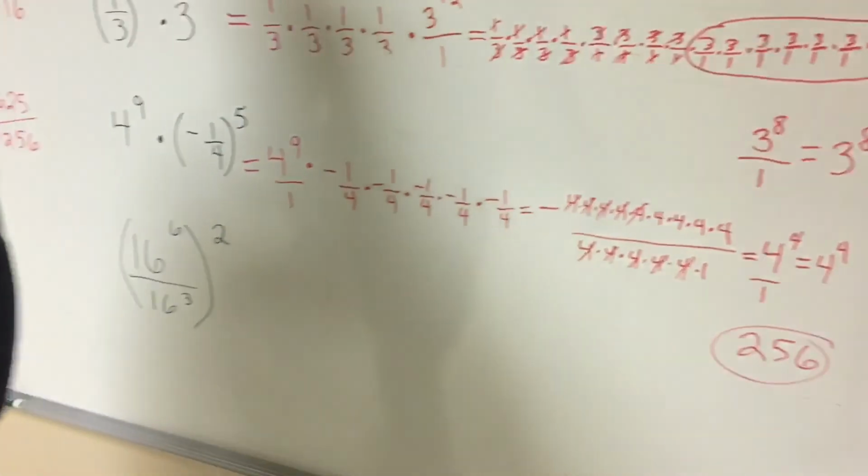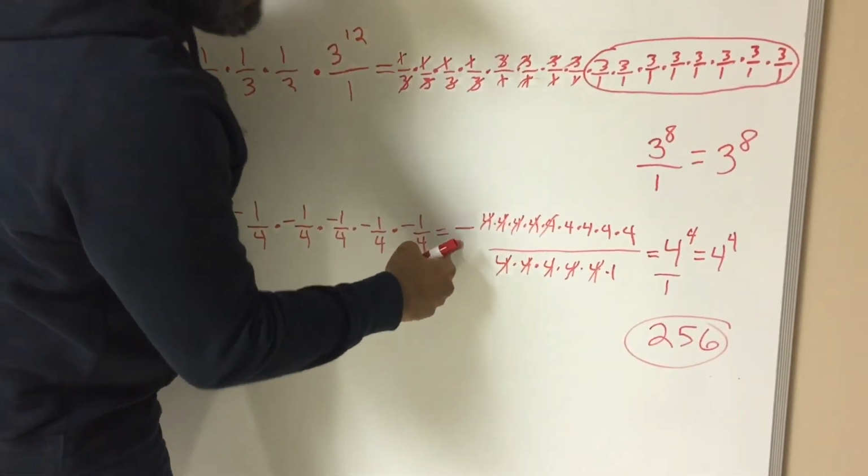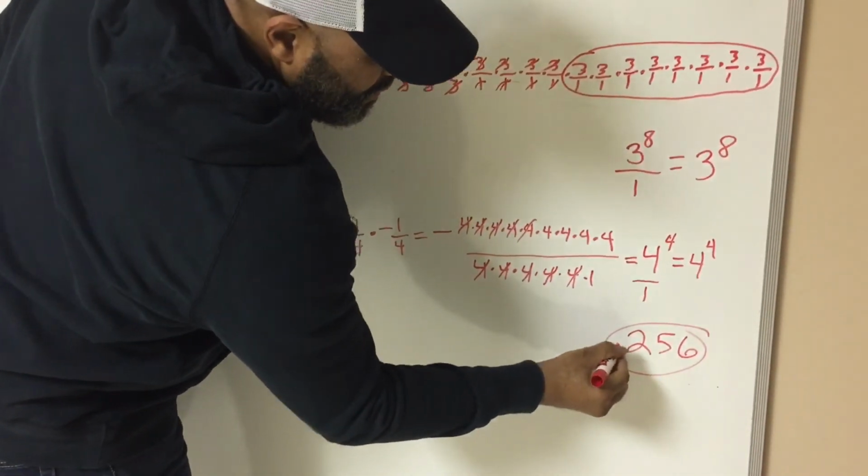I almost didn't solve that problem, but there you go. Negative, boom, that's where you always make that mistake. You know where your teacher takes off 2 points? Negative 256.